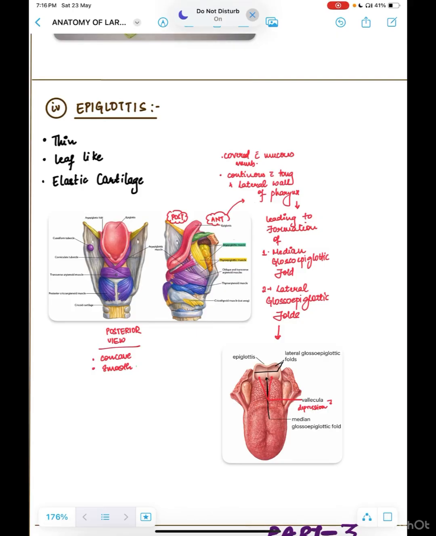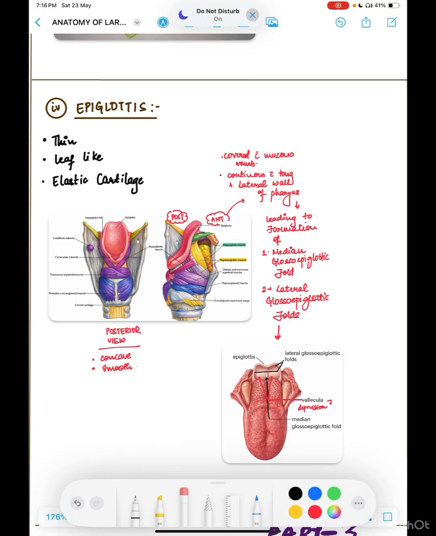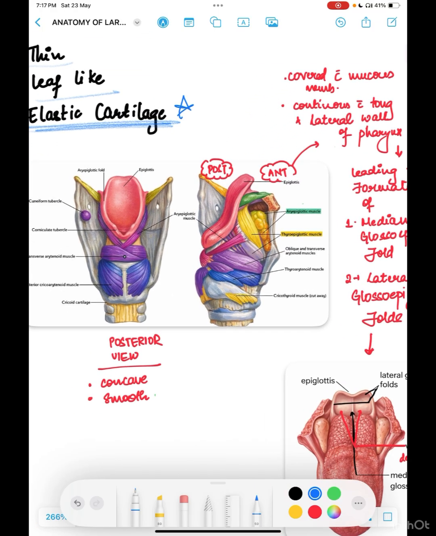Okay, now last but not the least, we have the epiglottis. Epiglottis is a thin, leaf-like elastic cartilage. So what is this? It's nothing but an elastic cartilage, which is very important. And it has two surfaces. As you can see, it has an anterior surface and a posterior surface, which are also called a lingual surface and a laryngeal surface.